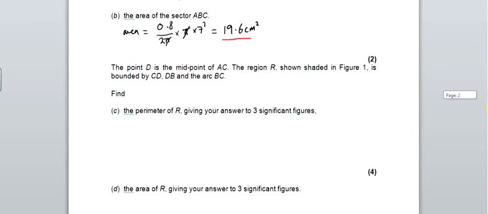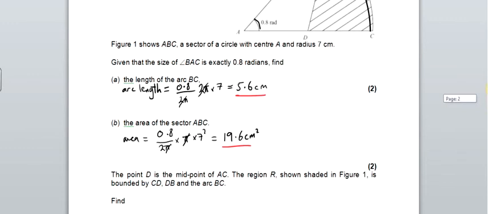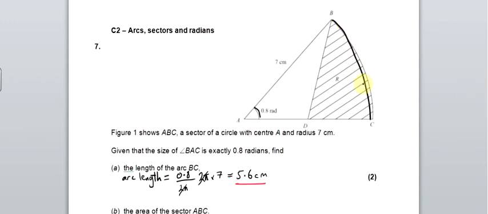Now we get on to the bit where we're going to earn our C's, B's and A's and A stars. The perimeter of R. Well, if we just go back to this, the perimeter of R, well, we've just worked out this side here, this is 5.6.